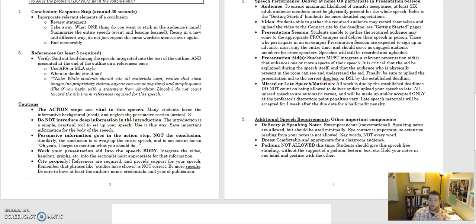And we'll talk about that as we get closer because we're going to talk about delivery and organization together. And that's where that will be. So we will cover that more in class. Okay. Work your presentation aid into the speech body. Make sure that you work it in, that it's not just a separate entity that floats outside of your speech. We will talk about that. Make sure you cite your stuff.